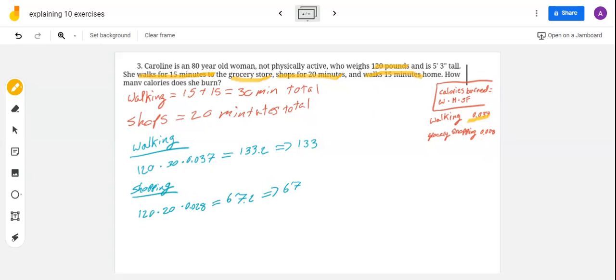Now, here's the interesting part what I found interesting. To get the total number of calories that she burned, you want to add the number that you got for the walking with the number you got for the shopping. So you would get 133 plus 67, which is going to equal 200.